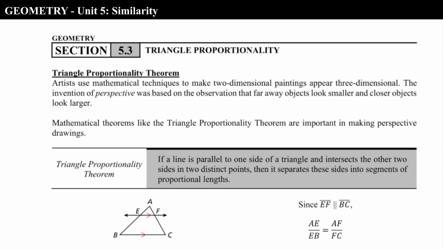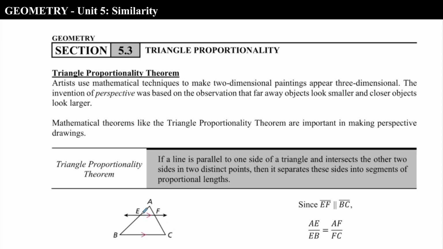If a line is parallel to one side of a triangle and intersects the other two sides in two distinct points, then it separates these sides into segments of proportional length. So, in other words, if we have a line parallel to one of the sides of a triangle, then we can say that the two segments that end up being created along the other two sides have the same proportionality.